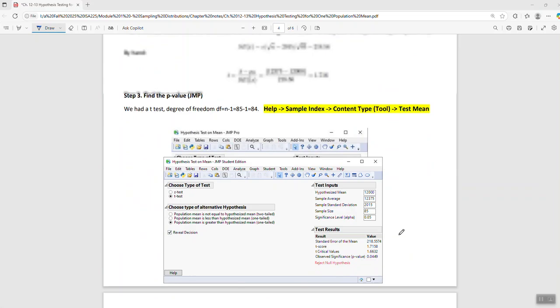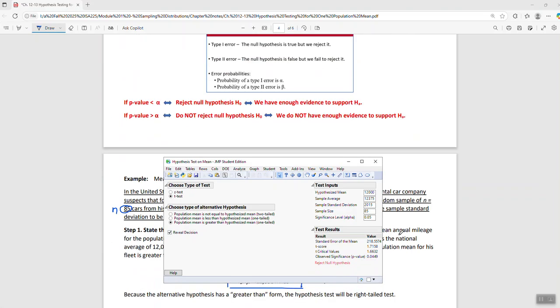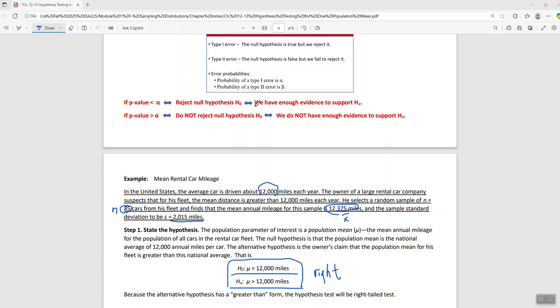In this course, you will still need to remember the rejection rule: if the p-value is less than alpha, you need to reject the null hypothesis. That means we have enough evidence to support the alternative hypothesis. Remember, this is our conclusion. Rejecting the null hypothesis or not rejecting it is not a conclusion to our customers. It only helps us make a real conclusion.